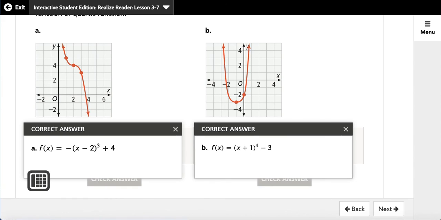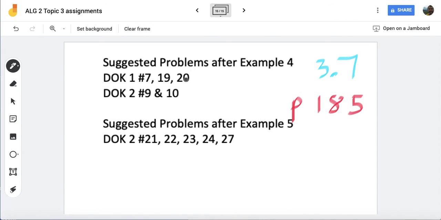Let's see what we can do for homework. For this is section 4, is it? So you can do 7, 19, 20, 9, and 10.